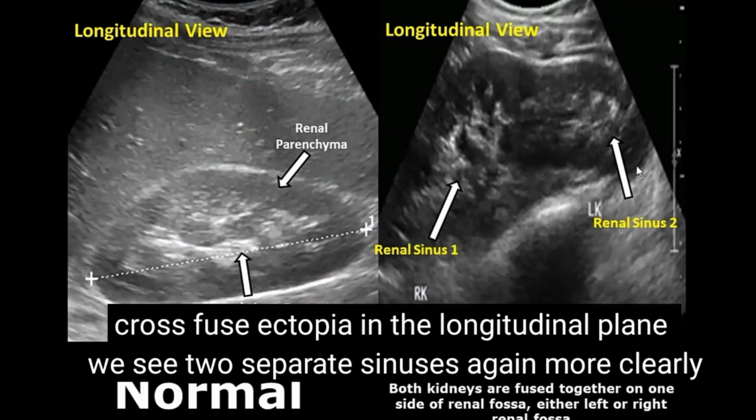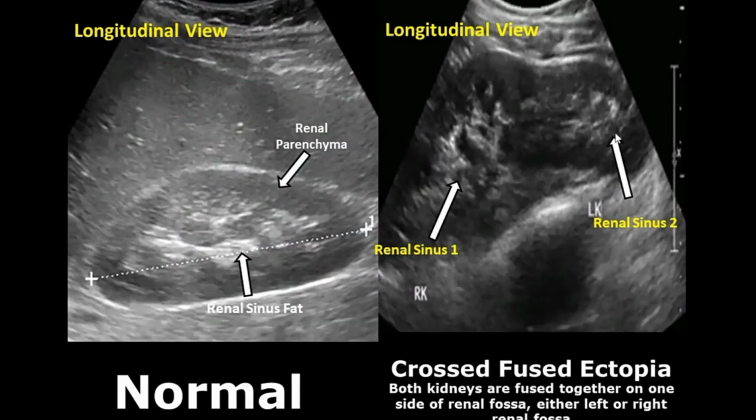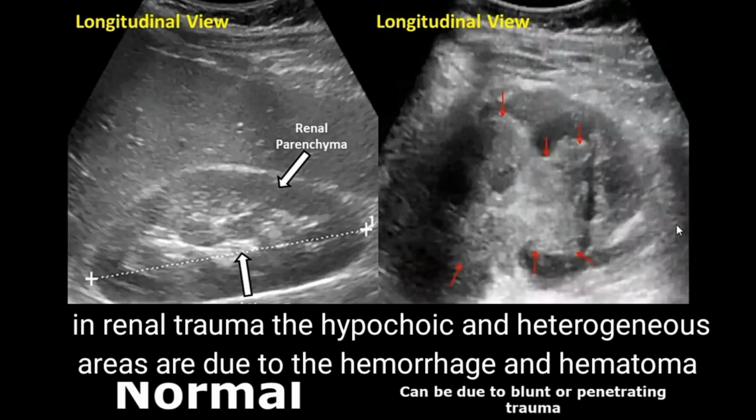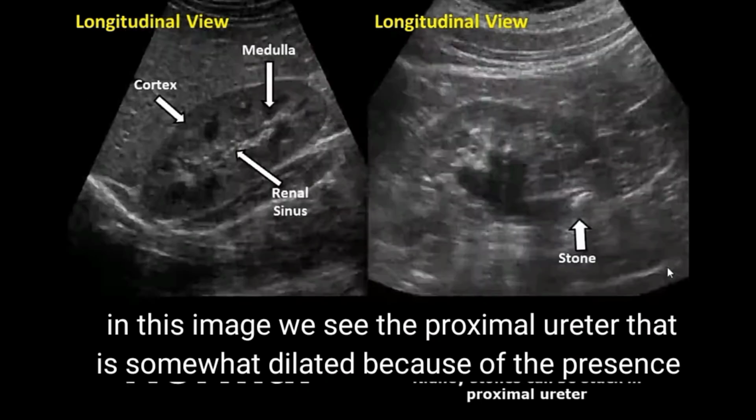Crossed fused ectopia in the longitudinal plane, we can see two separate sinuses again more clearly. In renal trauma, the hypoechoic and heterogeneous areas are due to hemorrhage and hematoma.